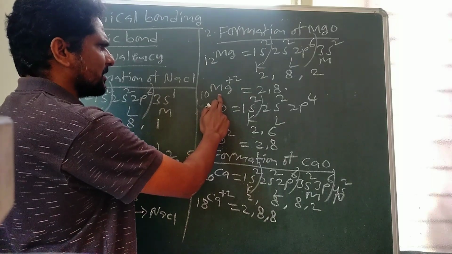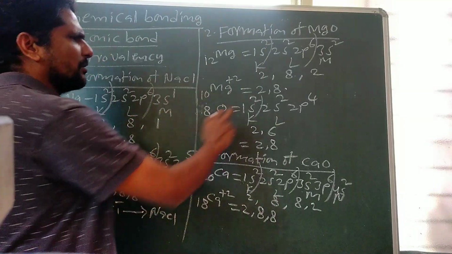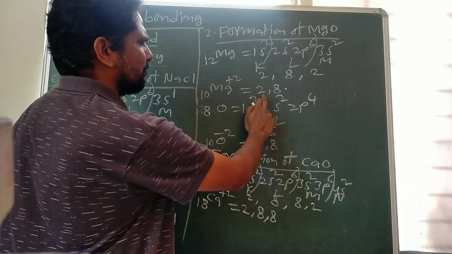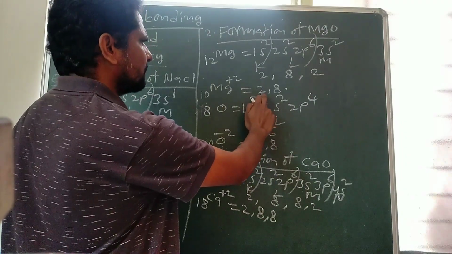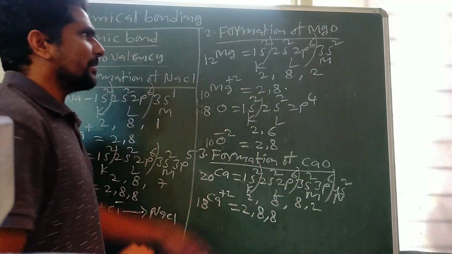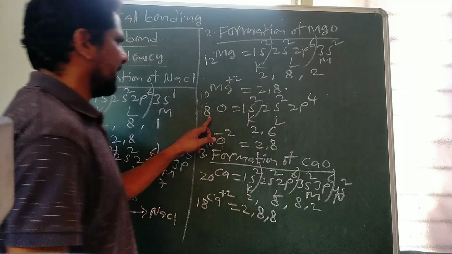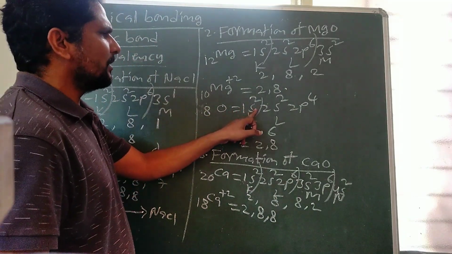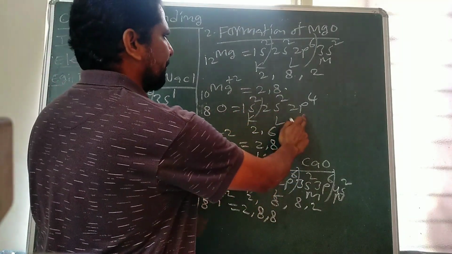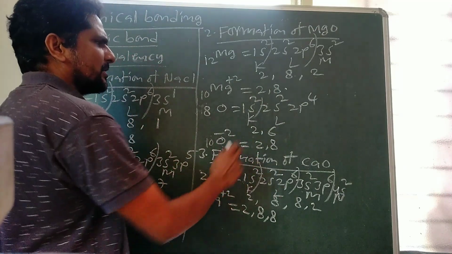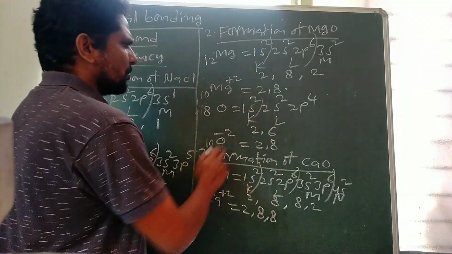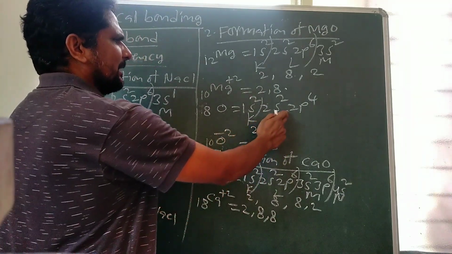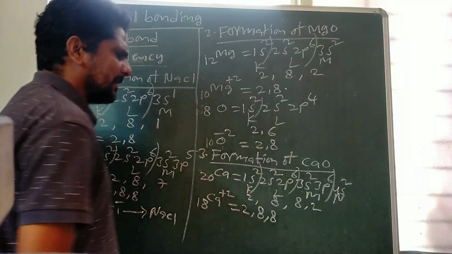Mg+2 ion consists of 10 electrons. So the numerical electronic configuration of Mg+2 ion is 2, 8. Similarly, oxygen, atomic number 8, has electronic configuration 1s2, 2s2, 2p4. These are divided into shells K and L. So 2 electrons are present in the K shell, and 6 electrons are present in the L shell.